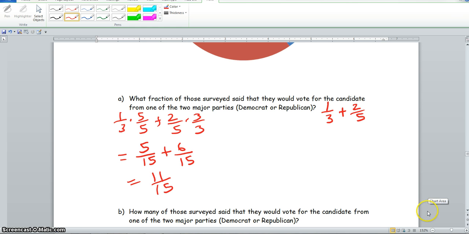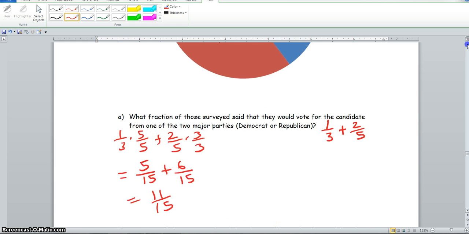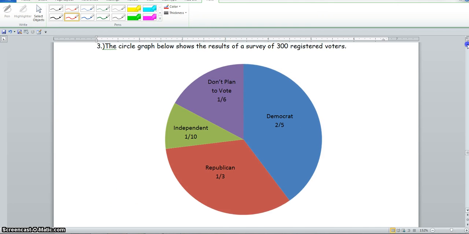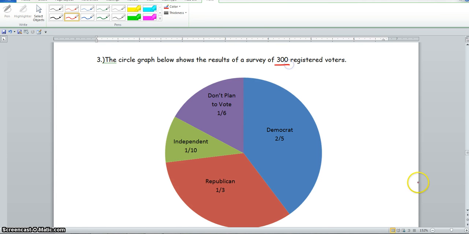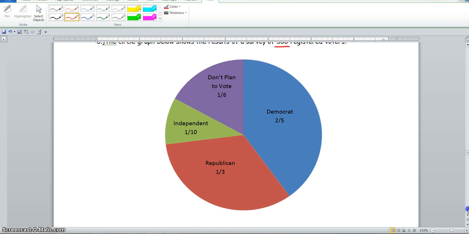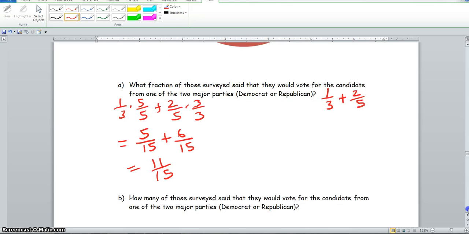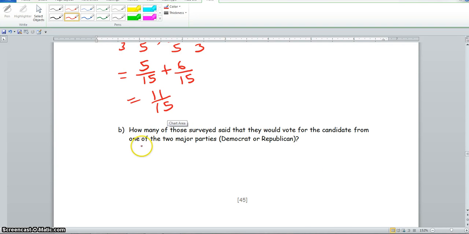for B, it says how many of those surveyed said they will vote for the candidate from one of the two major parties. Now, up here it tells us the survey was out of 300 registered voters. So what we want to do here is get an actual tally of the 300, how many of them will vote Democrat or Republican.